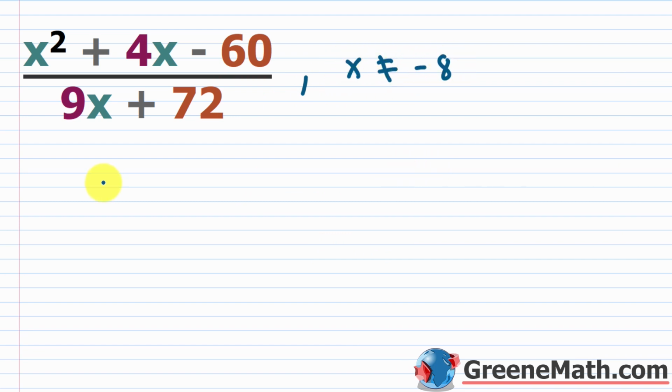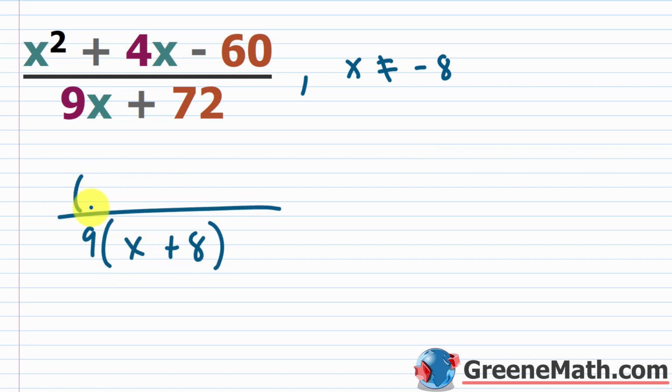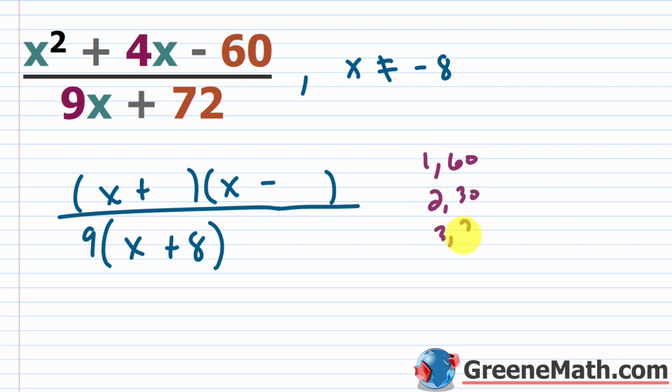Okay, so let me factor everything. Again, we know this factors into 9 times the quantity x plus 8. Then up here, I would have this guy and this guy. So x and x. So I know I have a plus and a minus. So then you'd have to start going through the list. You would start with 1 and 60. That wouldn't work. You have 2 and 30. Wouldn't work. You have 3 and 20. Wouldn't work. 4 and 15. That wouldn't work. You'd have 5 and 12. Wouldn't work. And then you'd have 6 and 10.